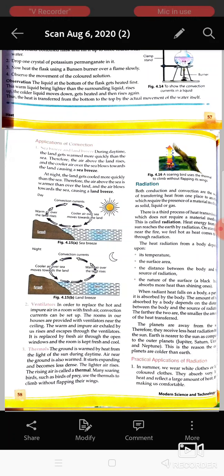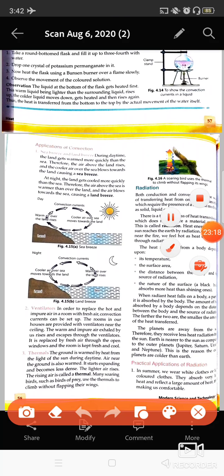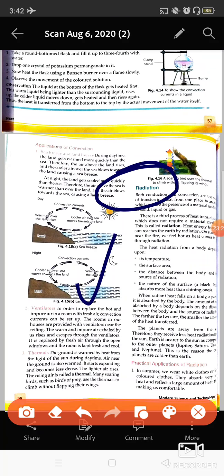Then comes radiation. Radiation is a kind of heat transfer mode which needs no medium. Okay, it needs neither solids nor liquids nor gases.